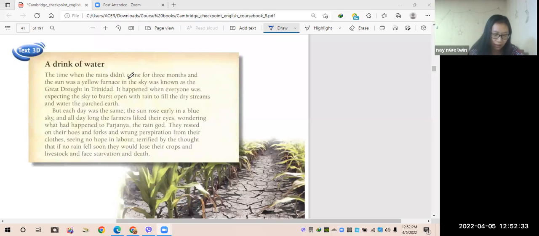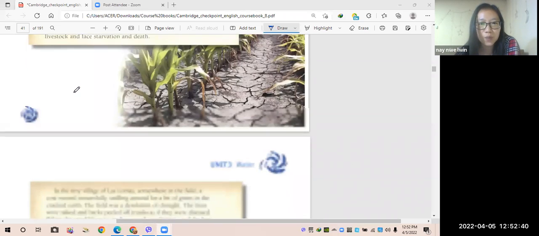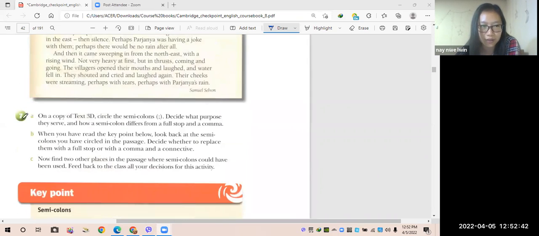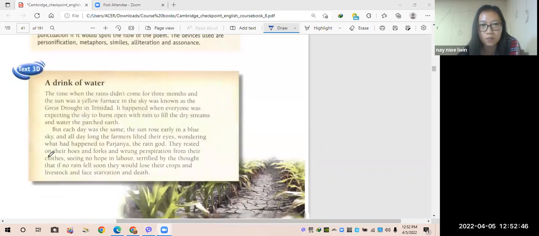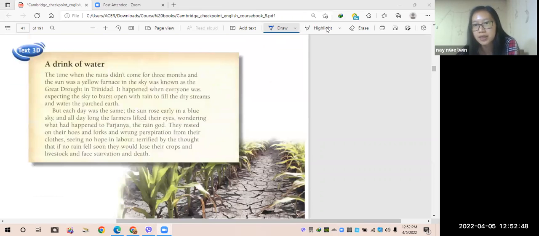So it has like 1, 2, 3, 4 paragraphs, right? So read this paragraph and then we will discuss question 7, A, B, and C. Okay. So read this and tell me when you finish, and after that we'll discuss the questions. If you don't know the meaning, you can check or you can use your dictionary. Okay.